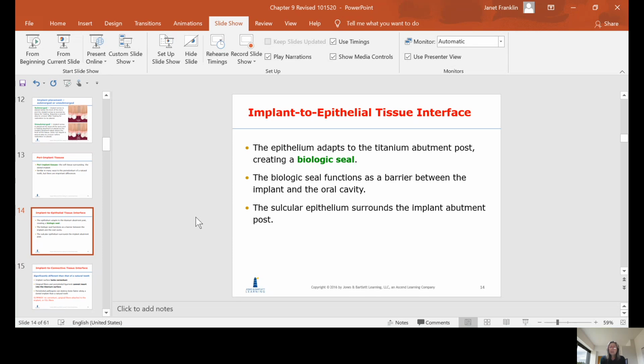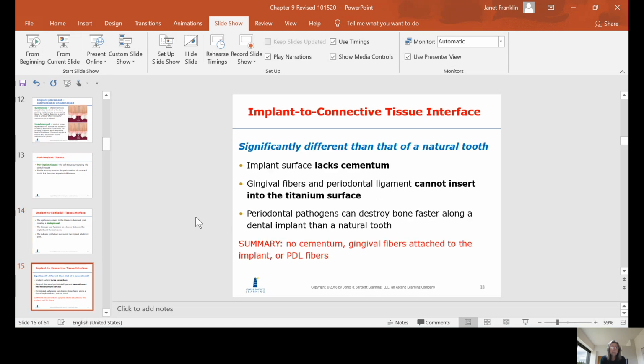The sulcular epithelium surrounds the implant abutment post. So it's creating a similar interface as what you have around the tooth. However, it's significantly different than what is around the tooth. The implant surface lacks cementum. There's no cementum on it. So therefore, your periodontal ligament fibers and some of your gingival fibers cannot insert into the titanium surface. And so periodontal pathogens can destroy bone faster along the dental implant because of the lack of fibrous support.